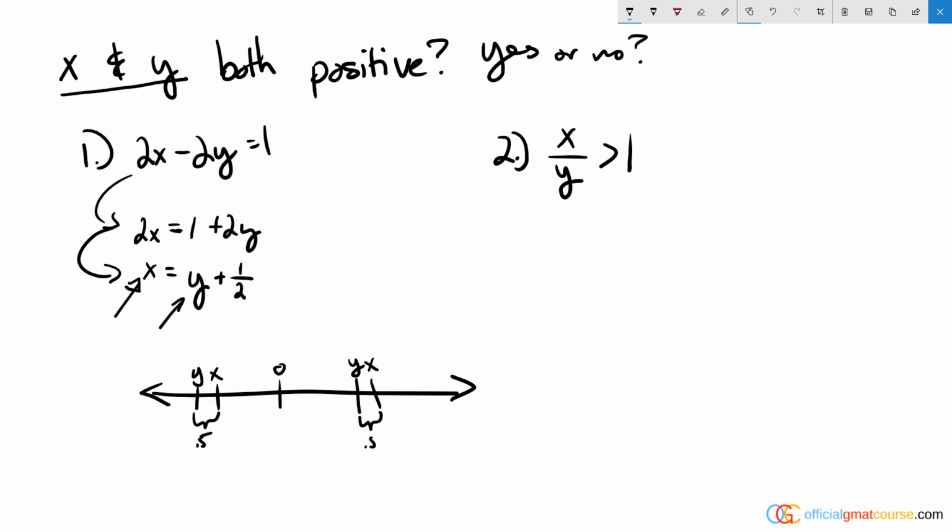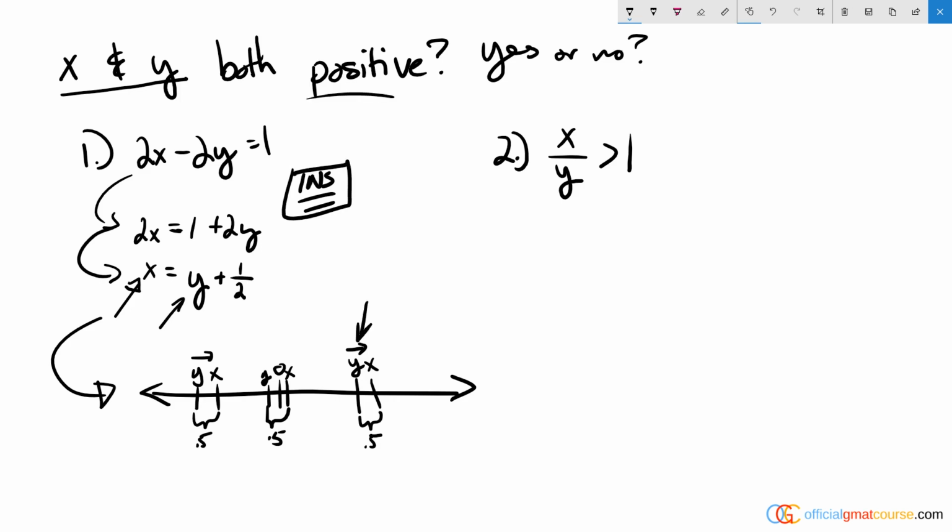And on a number line, what that looks like is x is to the right of y, and the distance between them is 0.5, no matter what. So even if y were a negative number, x could still be a positive number. They could both be negative, or they could both be positive. So clearly this is insufficient in terms of telling me if they are both positive or not. It's possible, but it doesn't have to be true.